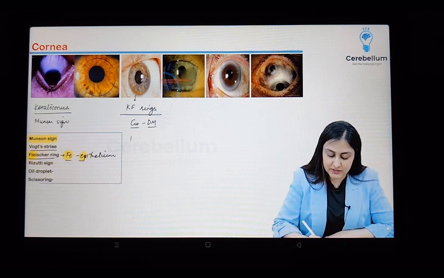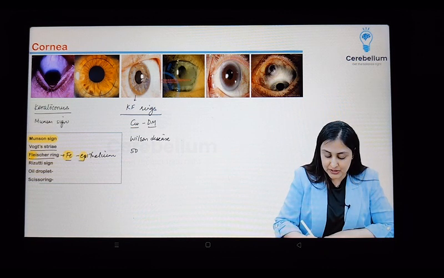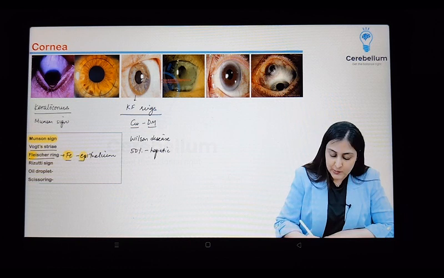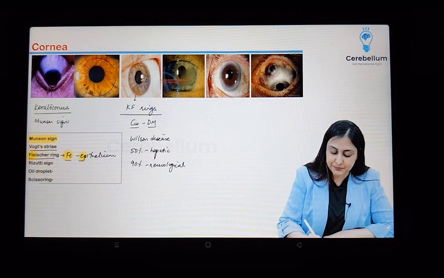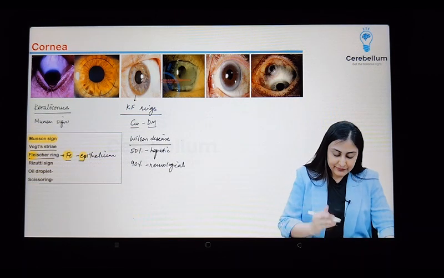And you know which condition we see this in? This is Wilson's disease, isn't it? So this is Wilson's disease. In fact, the percentages are also asked. So remember, around 50% of the patients with hepatic involvement can show you KF rings, whereas around 90% of patients with neurological or psychiatric symptoms will show you the KF rings. Okay, so this is about KF and Fleischer rings.